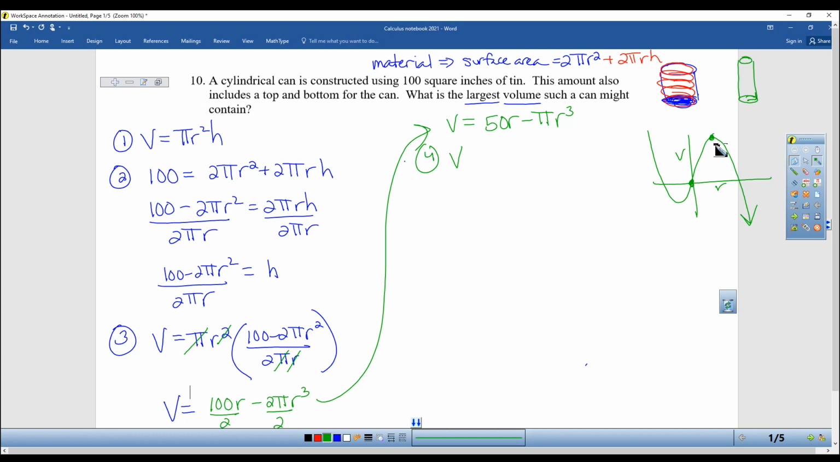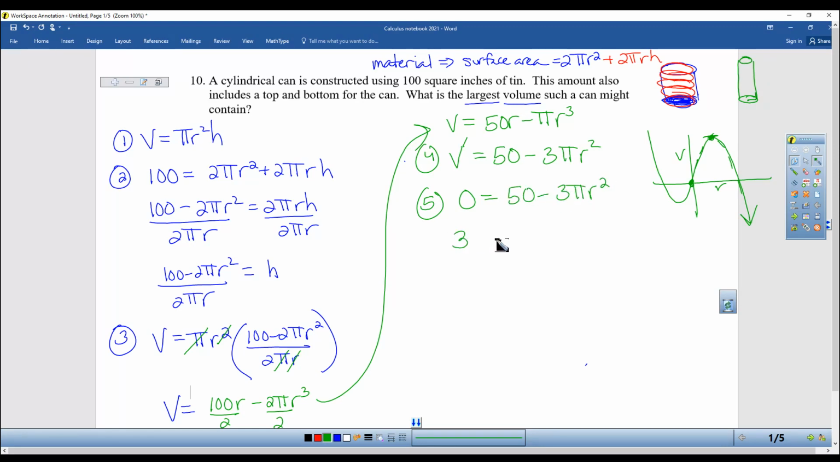And what do we know about that point on the graph? We know that its derivative right there is 0. There are lots of different slopes along the graph, but that point can be found by saying the derivative is equal to 0. So let's find the derivative: 50 minus 3 pi r squared. I set the derivative equal to 0.